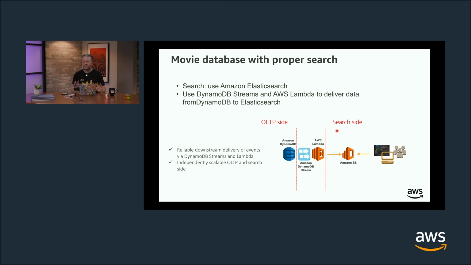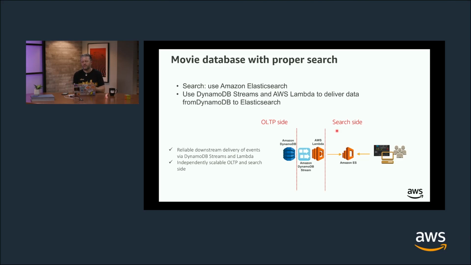The other nice thing about this approach is that it effectively enables the separation of your OLTP-side movie database, which in this case, like I said, is reference data that does not change very frequently, but still, and then on the search side, a dedicated Elasticsearch cluster that we can size as needed. So they're independently configurable, sizable services. On the one hand, our database, where we can control the capacity in DynamoDB however we want, and on the other hand, we have search capabilities with Elasticsearch.